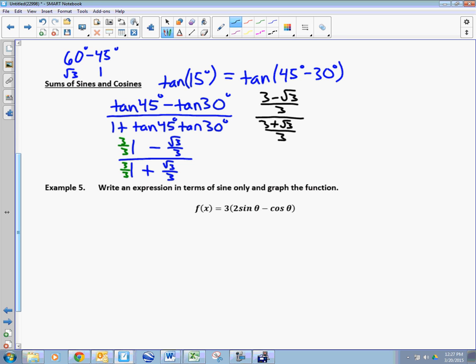So therefore, I have 3 minus the root of 3 over 3, over 3 plus the root of 3 over 3. How do you simplify that complex fraction? Multiply by the reciprocal, so times 3 over 3 plus the root of 3. What happens? 3's cancel. That leaves you with 3 minus the root of 3 over 3 plus the root of 3. Oh boy. I'm going to leave my answer like that. Why? Got to rationalize the denominator.